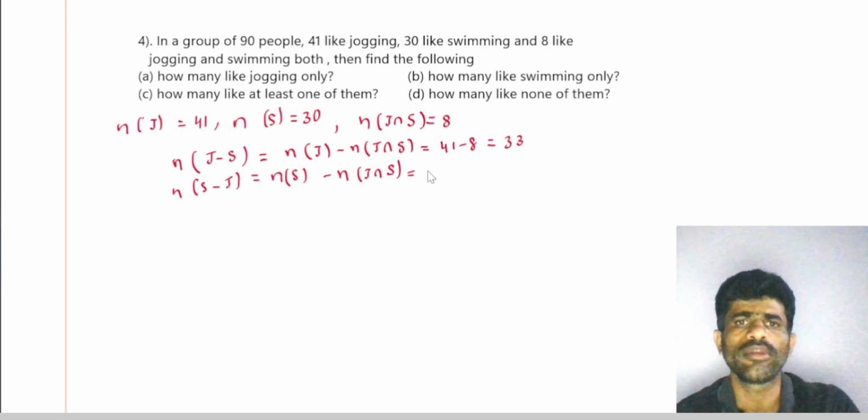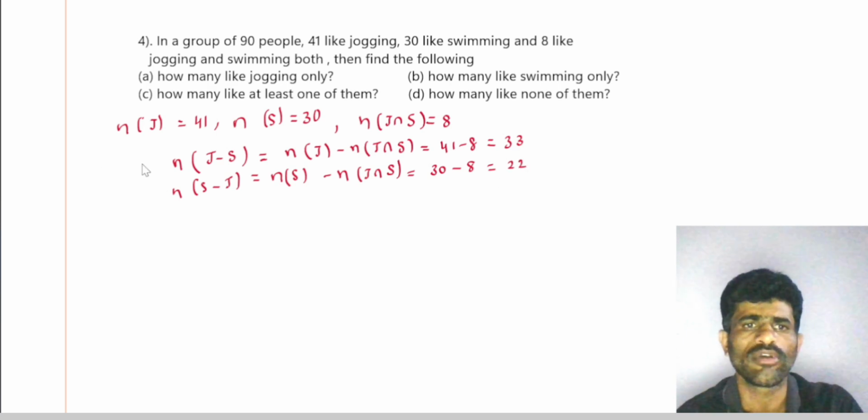Total how many people like swimming? 30 people. From that, those who like both are 8. When you want only swimming, from 30 people, if we subtract those who like both, we get only the people who like swimming, that is 22. So 22 people like only swimming. This is your first answer, and this is the second question's answer.